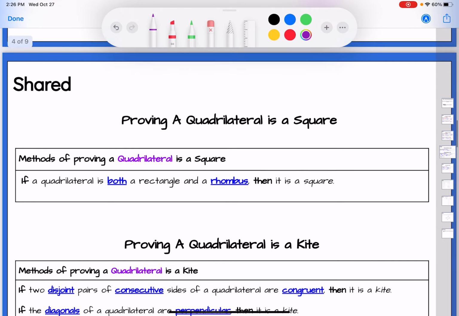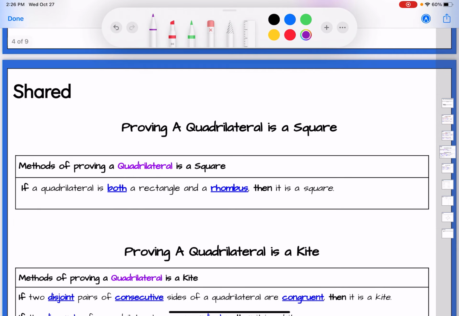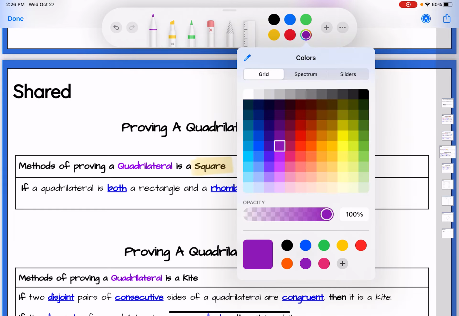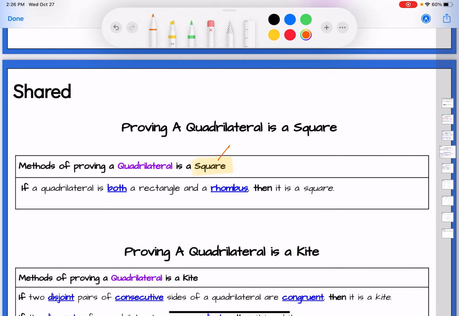You can see the kite is down here too, because the square, I mean, it's just a rectangle and a rhombus. Now it looks like a very short list, but it's in fact a very long list. So really the idea here with a square is you need to pick one method of proving a rectangle. Oops, I should have highlighted this other word, right? This should be highlighted, but you get the idea.